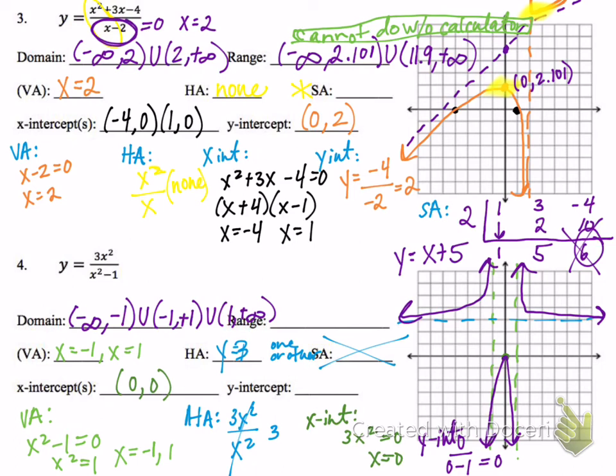But for range, it's going to go from negative infinity, and then it's going to stop at this point right here. It's going to stop at 0. So my range is from negative infinity to 0. Then it's going to pick back up where? It's going to pick back up at 3, and it's going to go all the way to positive infinity.